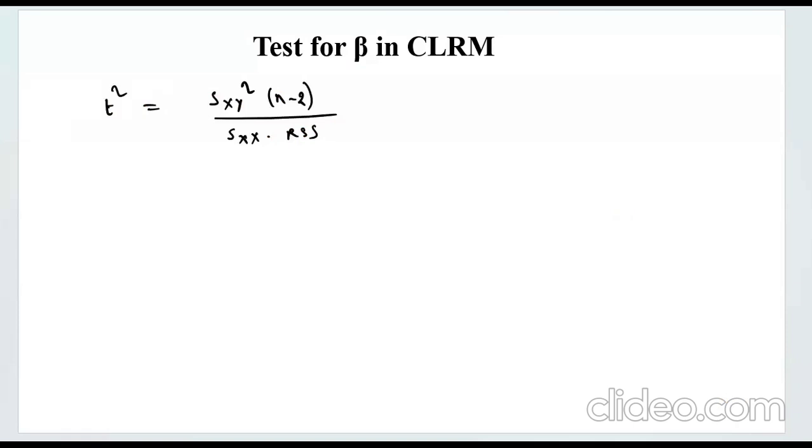If you put this, you will get this particular thing. Now, what you will do, Sxy square, n minus 2, this will be Sxx, this is Syy, and this will be 1 minus r square.